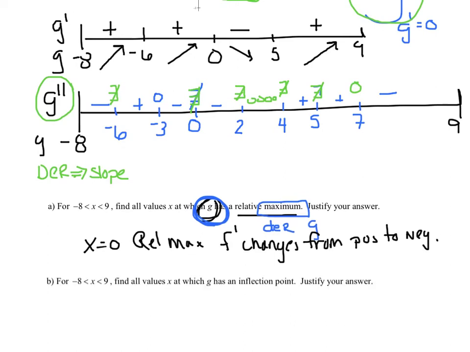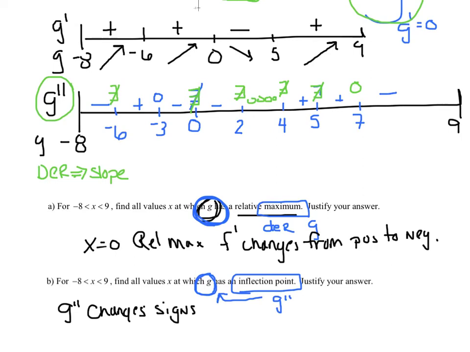Question B. For negative 8 to 9, find all values of G, so let's highlight G, where G has an inflection point. Okay, anytime I see point of inflection, I know I need the second derivative. Now, who do I want it of? G. So I am looking at G double prime. And I'm going to start with my justification. I know I have a point of inflection when G double prime changes signs. Okay, so that's all I'm looking for. I'm going to go to G double prime. Now that was that huge sign chart. And every time G double prime changed signs, I have a point of inflection.